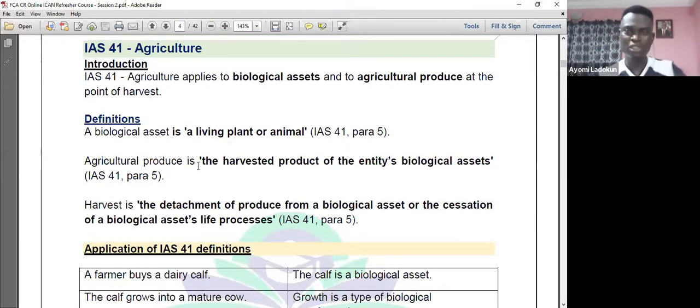I was about to deal with this last Sunday at the physical class, so I just explained the whole concept. So I'm going to deal with it now. When you hear the word agriculture, IAS 41 should flash in your mind. Agriculture applies to two things: biological assets and of course agricultural produce. So just listen to me like I've said. Most of the things I say may not correspond with what you have on your screen because I don't really like looking at the material when I lecture. So just bear with me.